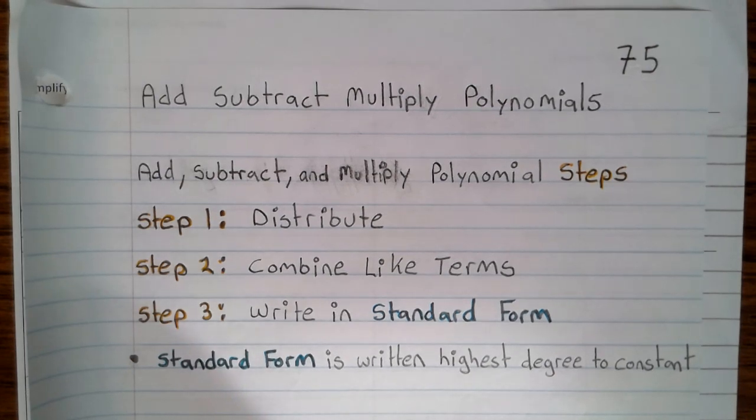Okay, Waka, today we're in that journal page 75. Add, subtract, multiply polynomials. Add, subtract, and multiply polynomial steps. Step 1, distribute. Step 2, combine like terms. Step 3, write in standard form. Standard form is written highest degree to constant.